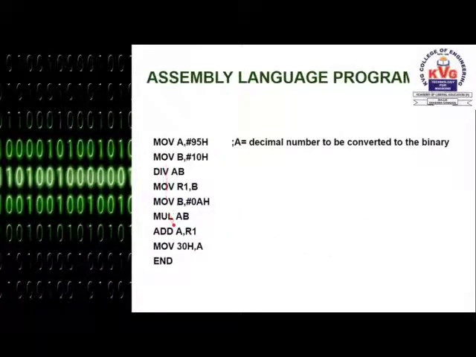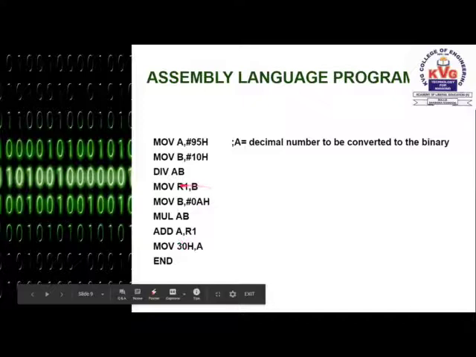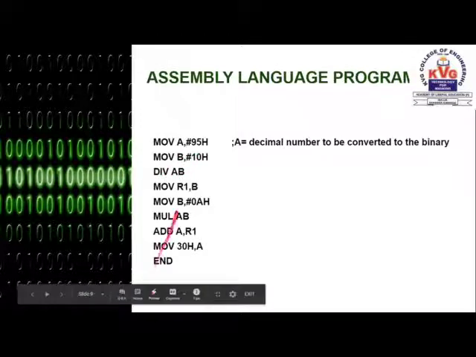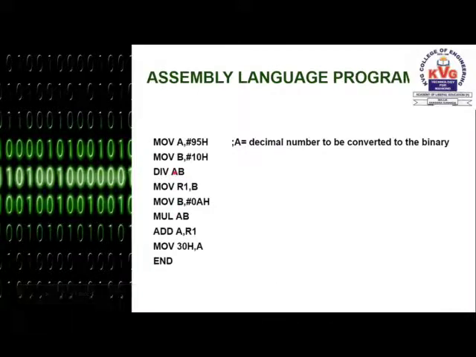The assembly language program, I'll just briefly tell you what happens here. So bring the number 95 to the accumulator. You have to divide 95 by 10h. So first bring that number to B and then DIV AB. When you say DIV AB, the quotient will be saved in the accumulator and the remainder will be stored in B, and whatever is in B, the remainder, is stored to R1 because we need that again.